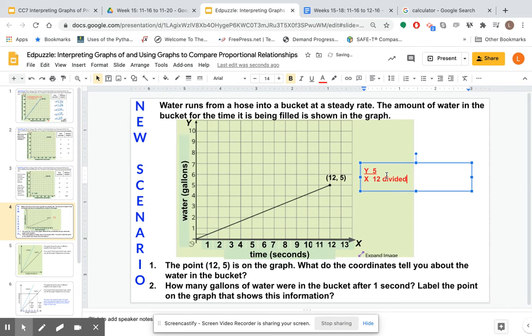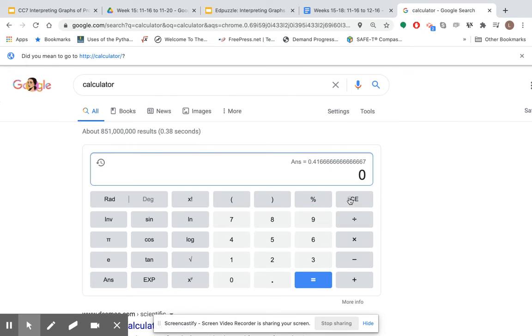And in order to figure out how many gallons of water were in the bucket after 1 second, you're going to divide by the bottom number. 12 seconds divided by 12 is equal to 1 second. Whatever you do to the bottom, you got to do to the top. So 5 divided by 12 is equal to, and let's just see that, okay? So order matters. The 5 came first, so that goes first in the calculator. 5 divided by 12, and that was 0.416.